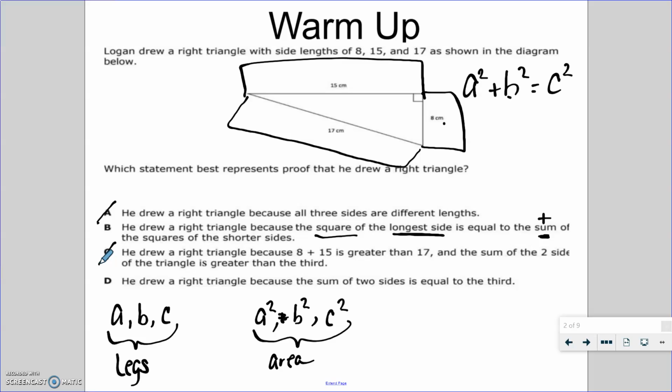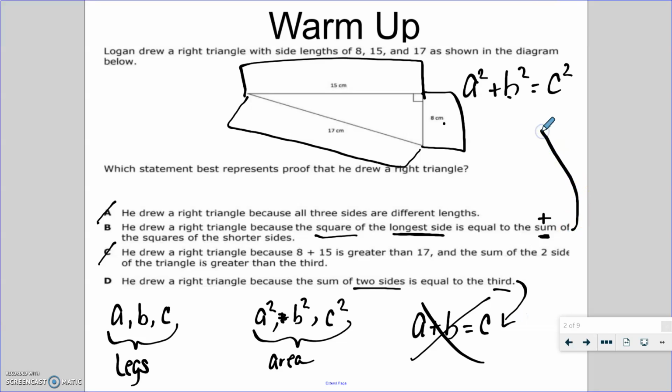Answer choice D, which a lot of us got stuck on, says he drew a right triangle because the sum of two sides is equal to the third. We know our formula is a squared plus b squared equals c squared, not a plus b equals c. So answer choice D represents a plus b equals c, and answer choice B represents a squared plus b squared equals c squared. So our answer is B, as in boy.